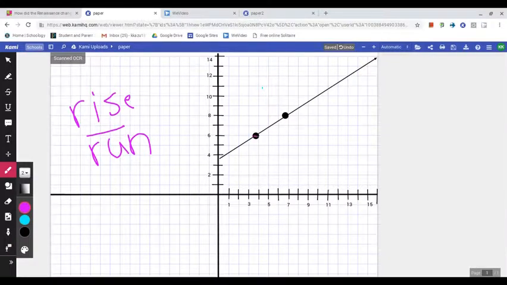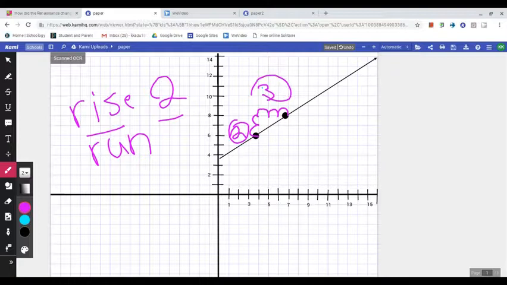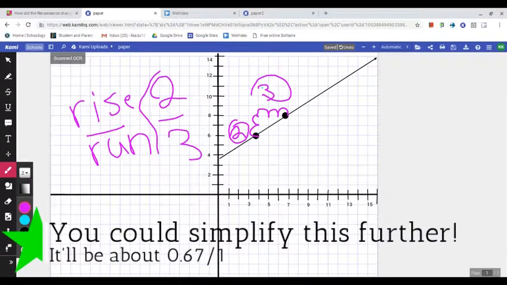So first vertically, 1, 2, and that is 2 right there, and horizontally 1, 2, 3, and that is 3 points, and it is called rise. So the rise, which is this one right here, is going to go on the top, and then the run, which was sideways, is right here, and that's going to be on the bottom. And here's our rate of change.